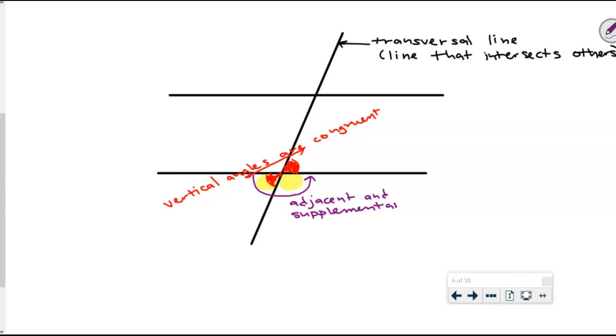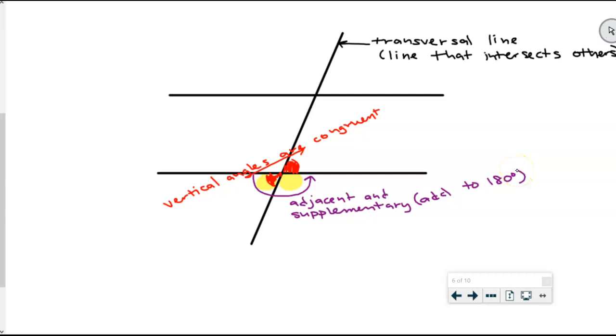And again, supplementary simply means that they add to 180 degrees. So adjacent and supplementary, they add to 180 degrees. I'm not going to mark them the way that I marked these red vertical angles, because are they the same angle? No, one's an acute angle, one's an obtuse angle, so clearly they're not the same angle. But the pair of them together will add to 180 degrees.